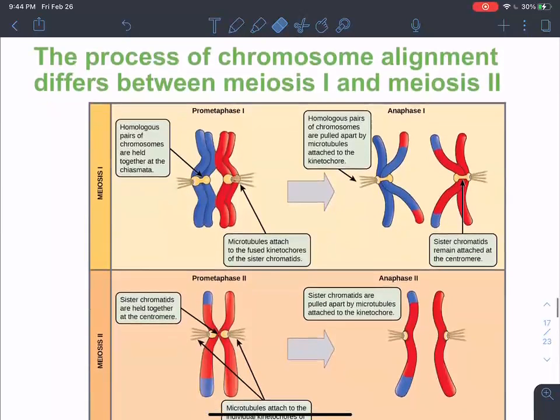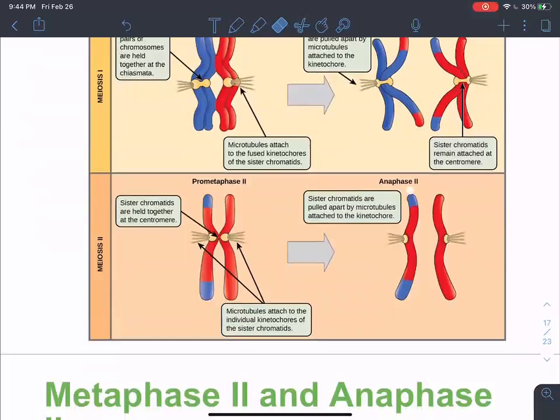So the process of chromosome alignment differs between meiosis 1 and meiosis 2. We see that you had the homologous chromosomes here that were pulled apart to opposite poles. In anaphase 1, they get pulled apart and separated. But in prophase 2, you just have the single chromosome with the sister chromatids connected. This is very reminiscent of mitosis at this point, because during anaphase 2 now, they actually get separated. Each sister chromatid is separated into its individual chromosome and pulled to opposite poles.